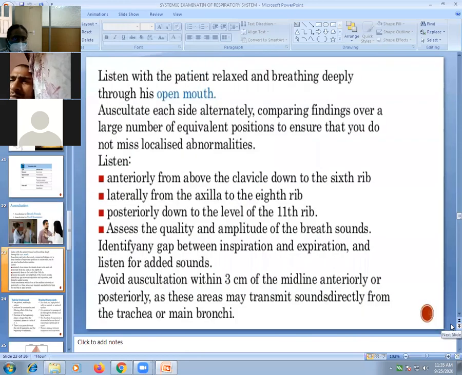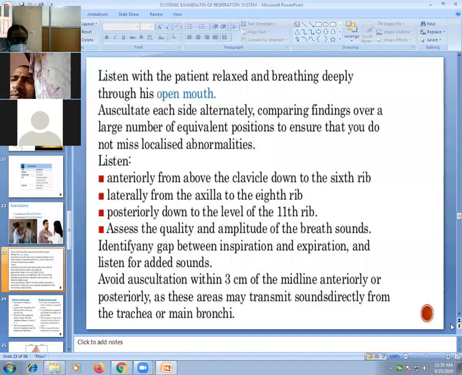Now, the patient should be relaxed, breathing deeply through the open mouth. Auscultate each side alternately, comparing the findings over a large number of equivalent positions to ensure that you do not miss any localized abnormalities. So anteriorly from above the clavicle down to the sixth rib, laterally from the axilla to the eighth rib, posteriorly down to the level of the 11th rib.